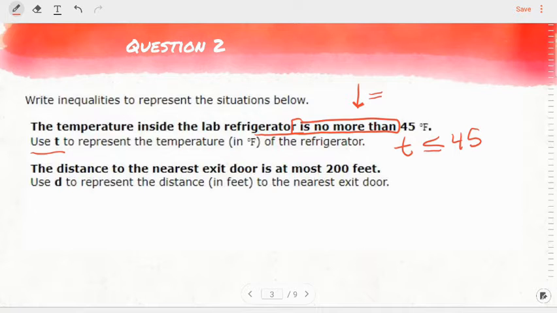My second question on this example says the distance nearest to the exit door is at most 200 feet. So D, at most 200 feet. If it's at most 200 feet, that's the top. So I want everything below it or equal to it. So less than or equal to again. Remember, we have that list: at most means less than or equal to, at least means greater than or equal to.